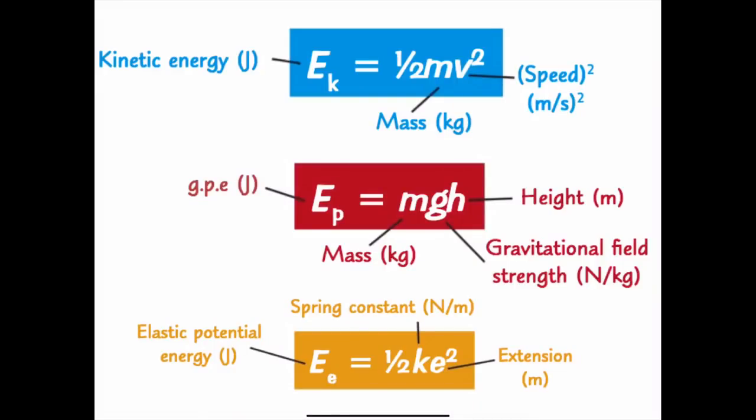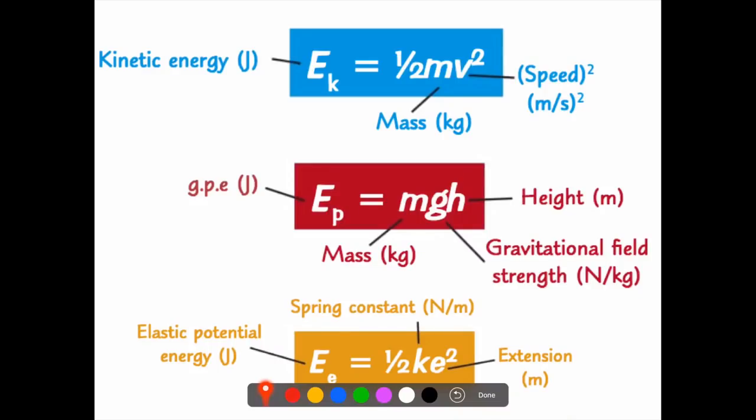Gravitational potential energy, mass again in kilograms. G stands for the gravitational field strength. Now on planet Earth, that is 9.8. So G is basically 9.8 on planet Earth, unless they specify it's on a different planet or maybe on the moon, then they'll tell you the different value for G. H is the height of the object, so how high it is being raised. This is elastic potential energy. So, for example, when you stretch a spring or when you compress an elastic object, it gains elastic potential energy.